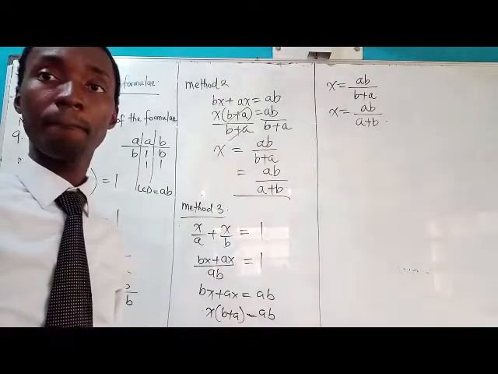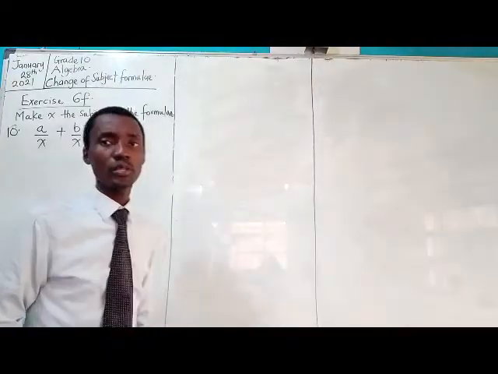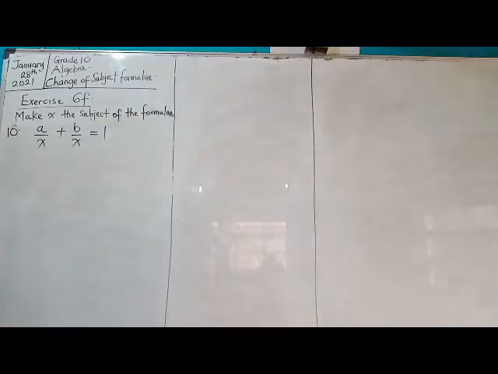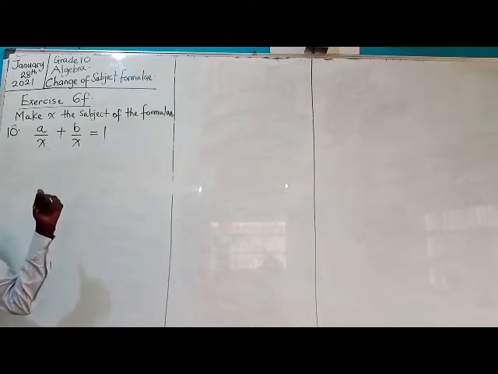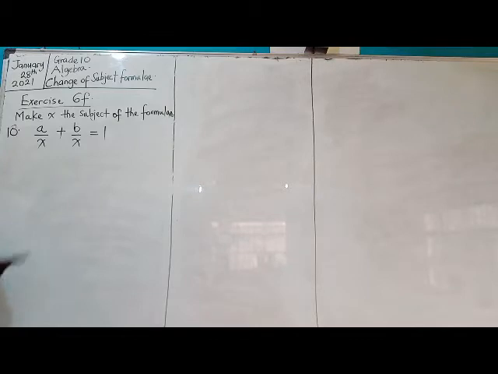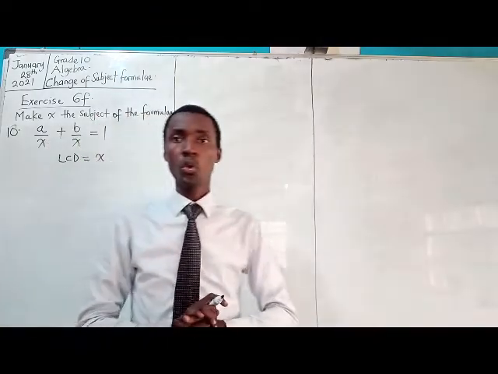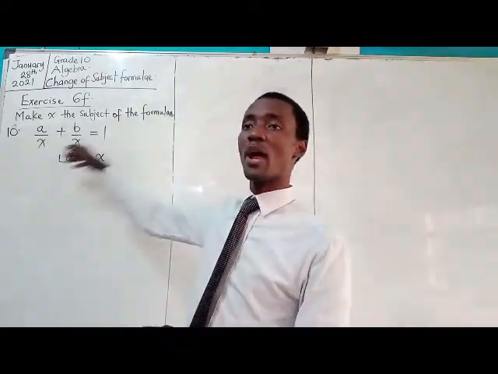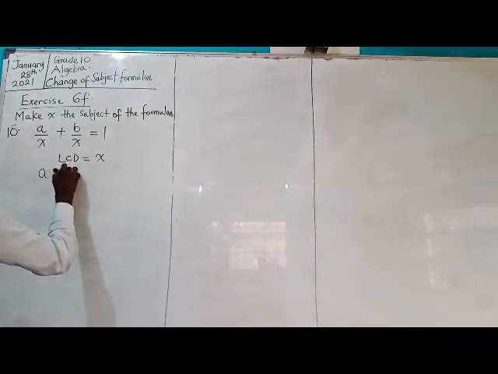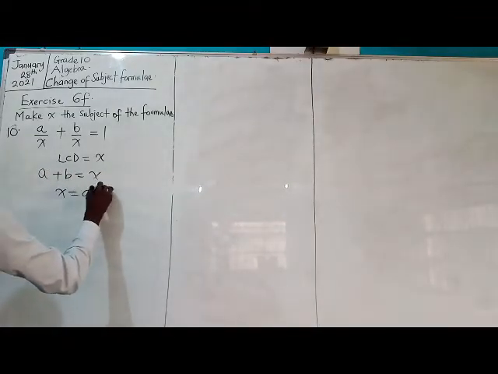That's for question 9. Okay, so we will try to look at question 10 on the board. A over X plus B over X equal to 1. How do we handle this? In this setup, the denominator is X. So, this is where your method 3 becomes very relevant. Or alternatively, what's the LCD here? The LCD is X, so you may want to just multiply through by X. And that gives you A plus B equal to X, and X equal to A plus B. Settled.